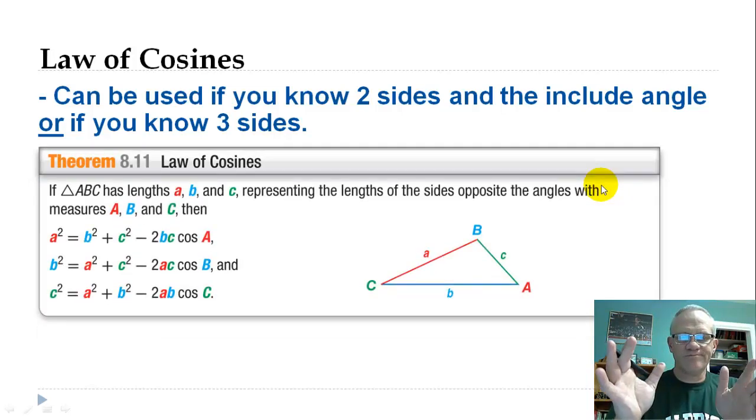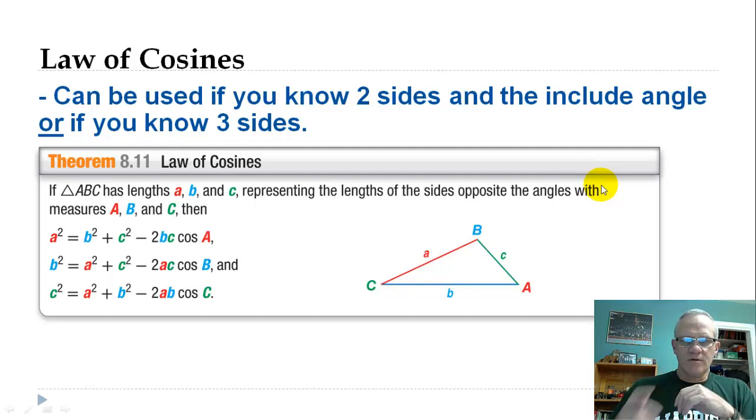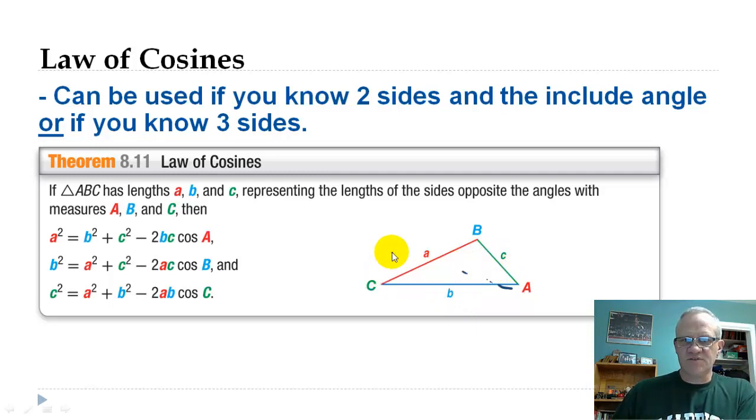Don't freak out. Let's go back and look. We've got our same triangle here, the same setup, where side a is across from angle A, side little b is across from angle B, and side c is across from angle C. So it's the same setup as the law of sines, but this is going to be the formula.